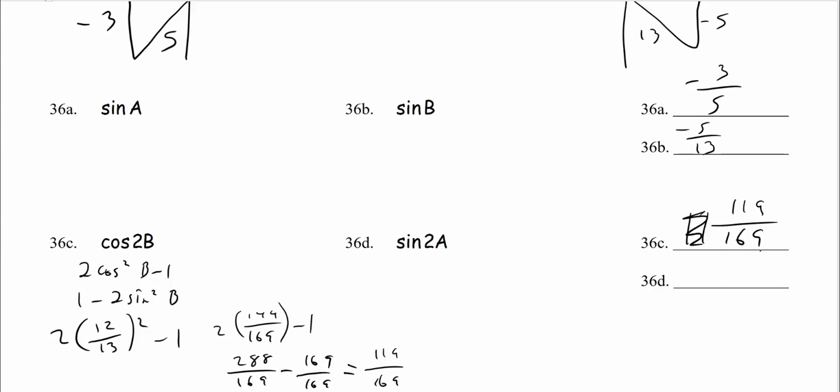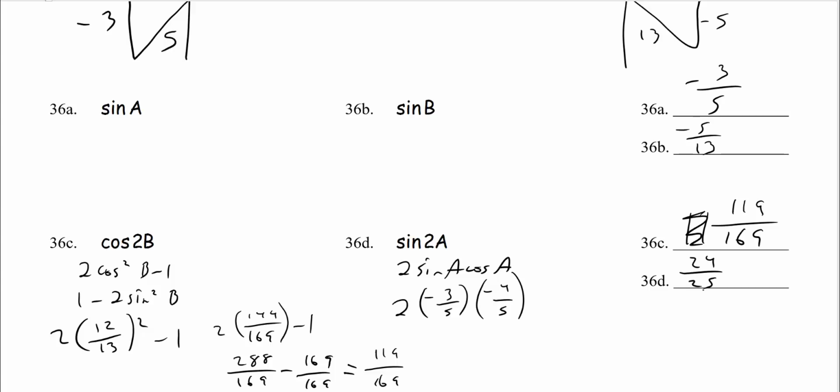And sine of 2a, that's 2 sine of a, cosine of a. So that you got to pull right off of the equation. I'm not going to scoot it down because you can just look at it. But sine of a is negative 3/5, and cosine of a is negative 4/5. Okay, and so we get 24 over 25.